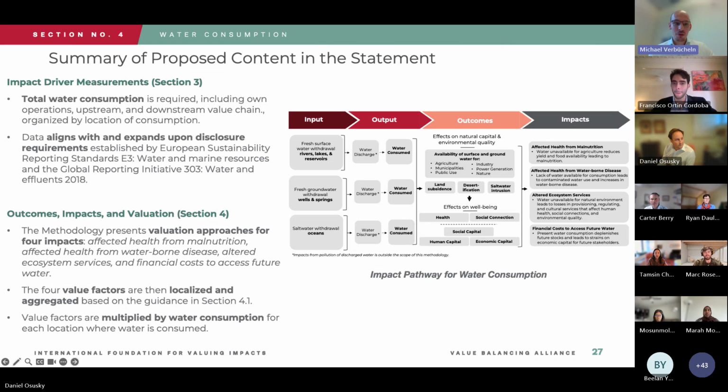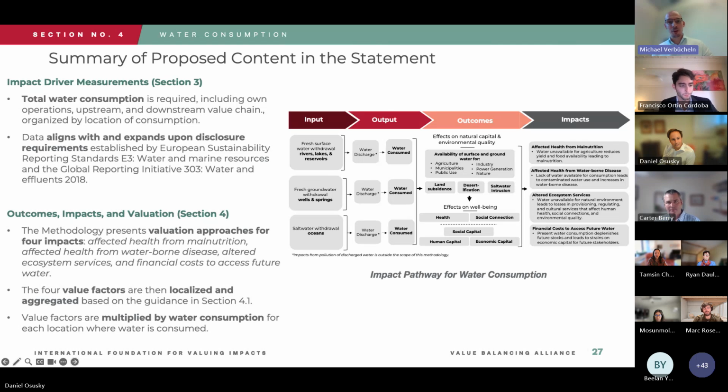Important, we do draw from the reporting requirements. So alignment with the reporting requirements is key. And we do expand to a certain degree upon the disclosure requirements from ESRS or GRI, especially for those parts where it's specifically relevant for steering. So really going more localized, more detailed, more granular.